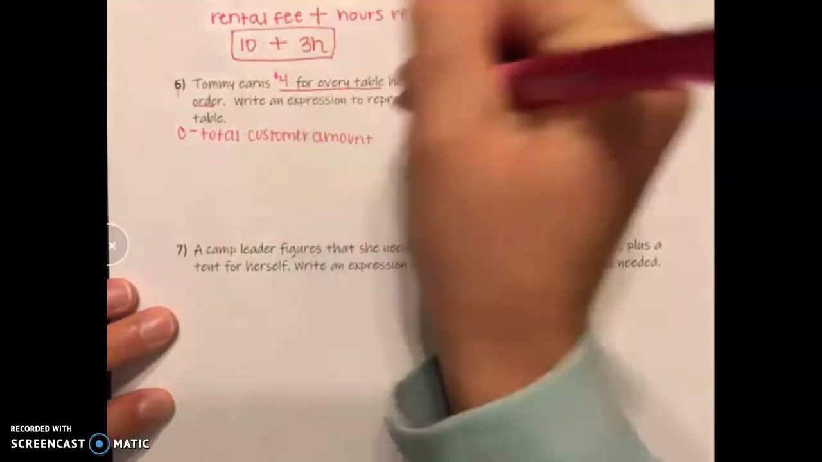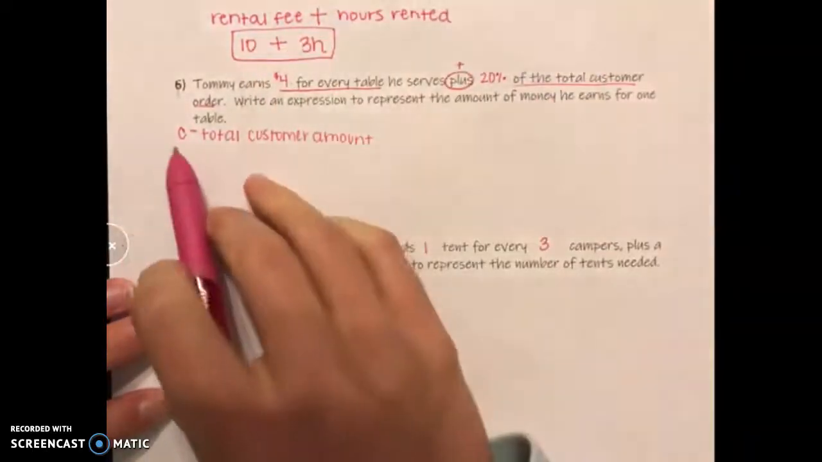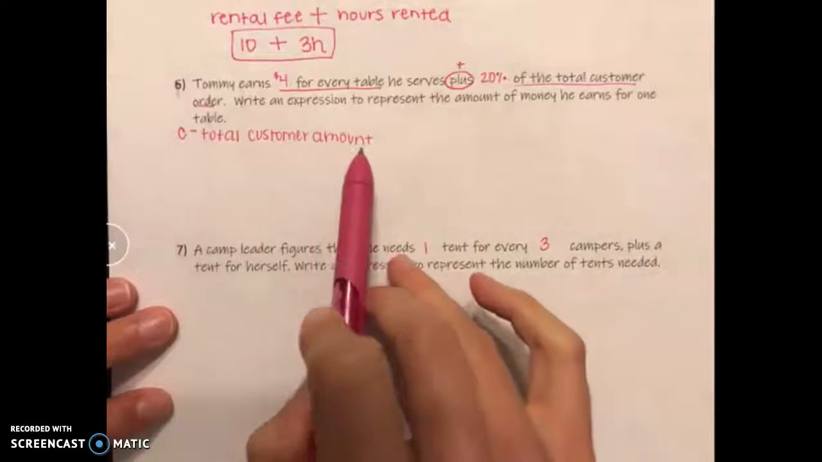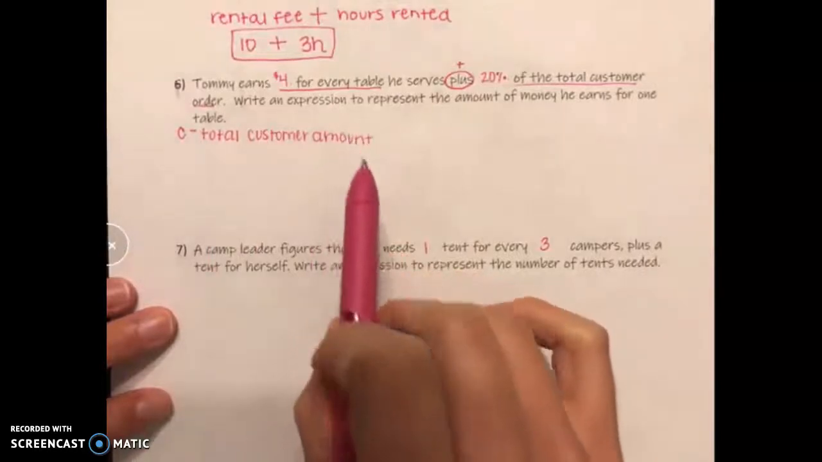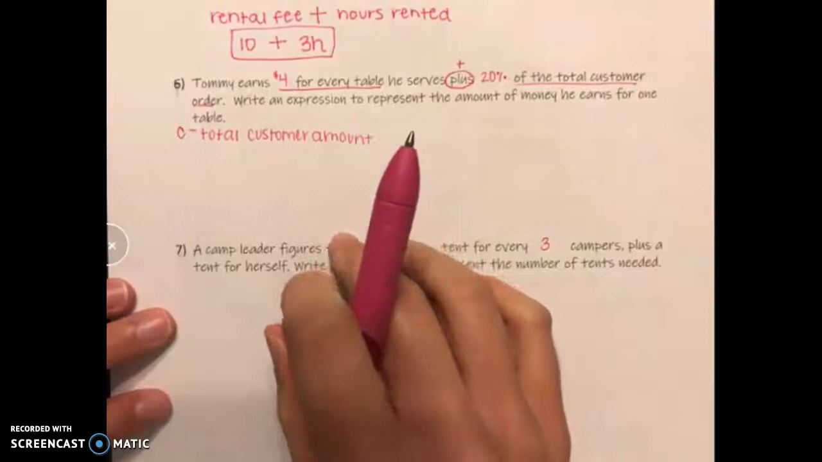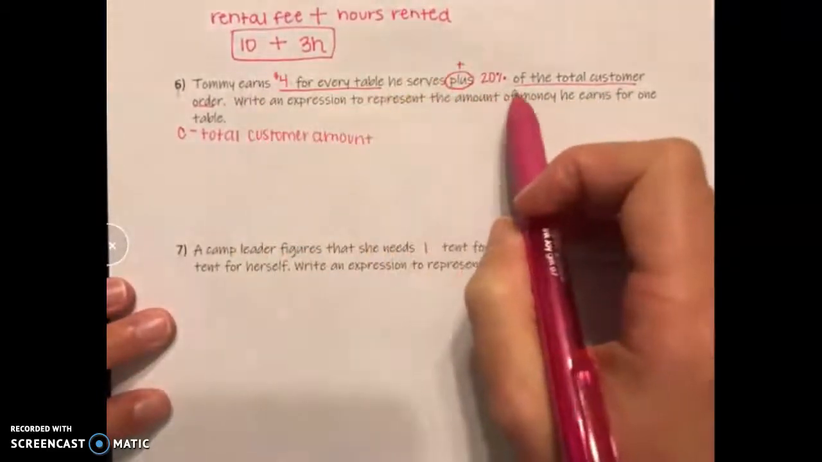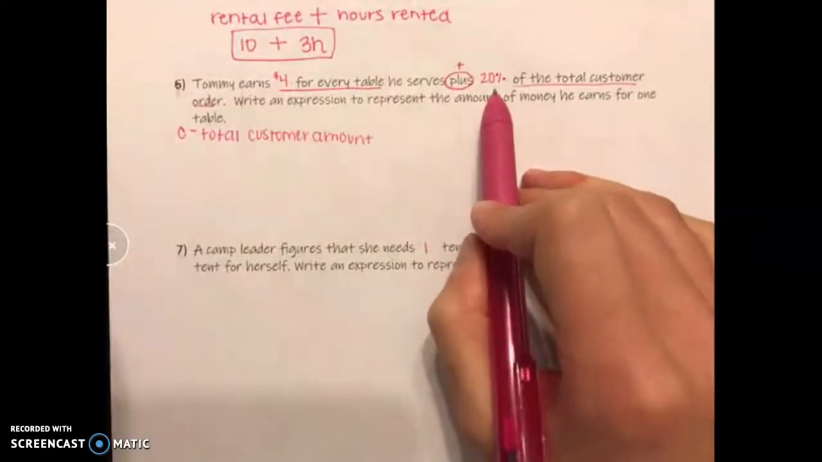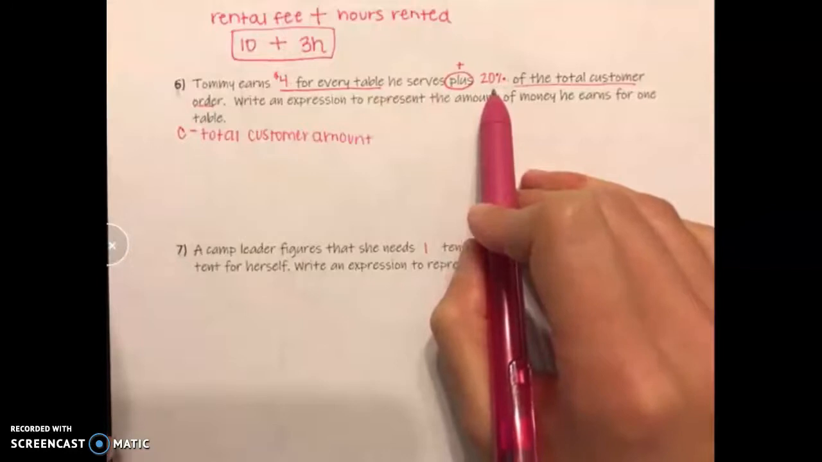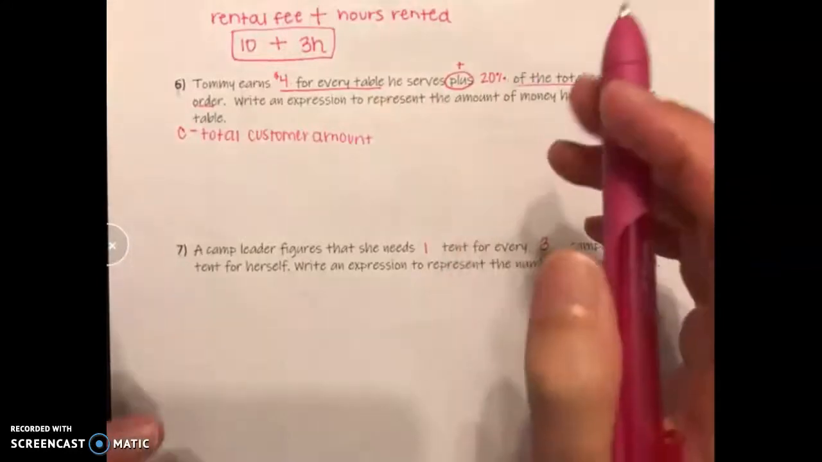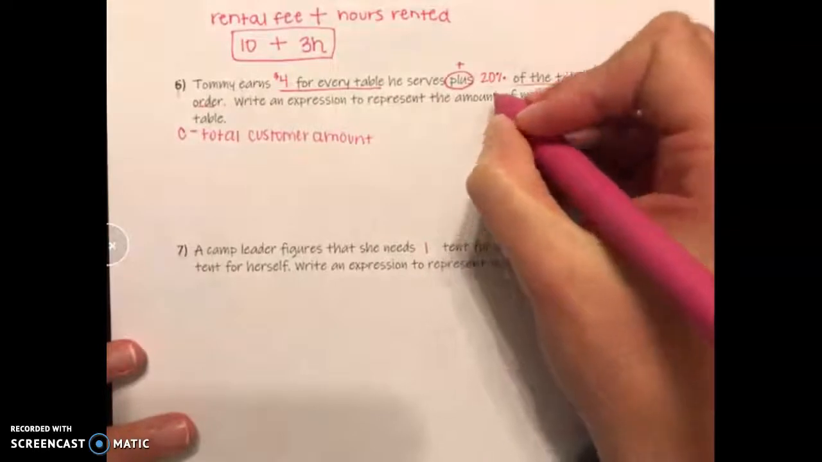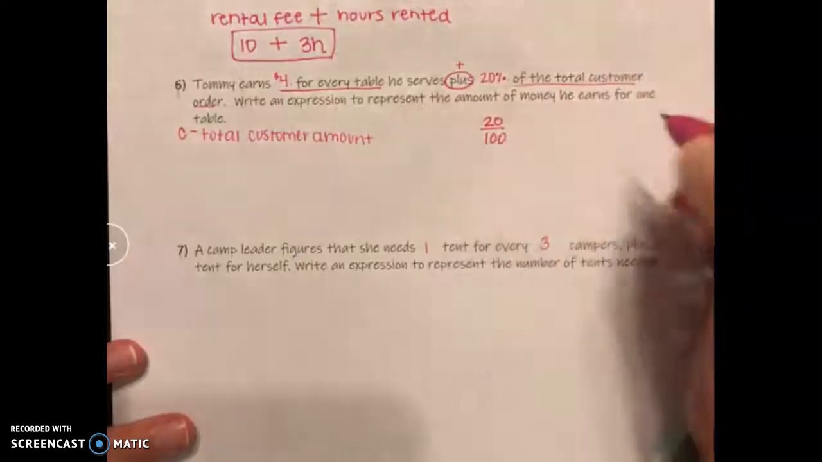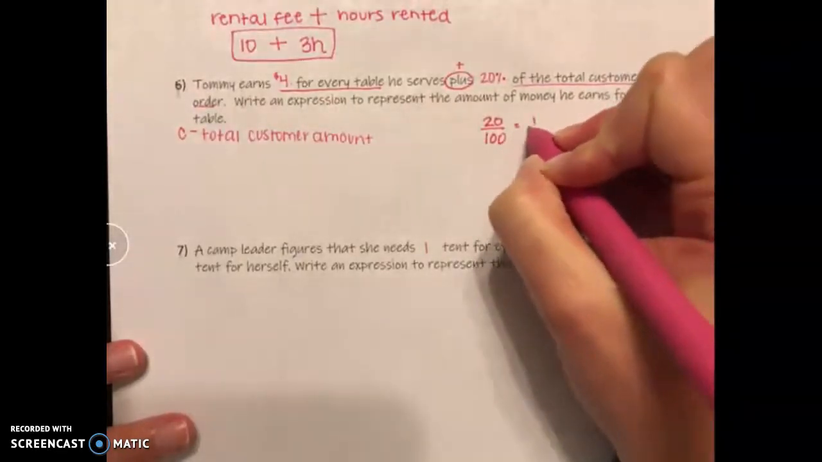And guys, remember, you can use whatever variable as long as it makes sense and that we define it. So C, the total customer amount. Now we know that we are going to be paying the $4 for every table plus the 20%. Now, guys, remember earlier this year we learned that we can't use a percent in a problem. That's just a way to write it, but there were other ways to represent it. If we're going to rewrite a percent, it's always out of 100. So we would do 20 out of 100, and we could simplify that, and that would equal 1/5.